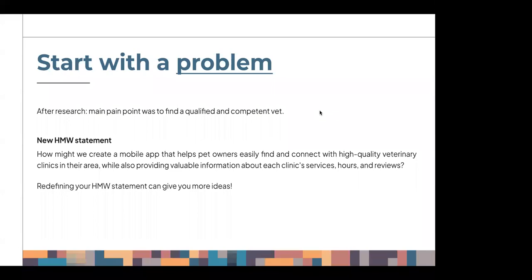So we will change the statement: how might we create a mobile app that helps pet owners easily find and connect with high quality veterinary clinics in the area. So when you change your statement, that will open your mind to create other kinds of features in your app. So maybe now instead of focusing on many things, you will focus only on the vet part, and because it's so important and people have problems browsing the different vets, maybe you will come up with an idea of, okay, maybe we can give a 10 minute online chat with the vet, so then people feel more comfortable and then they actually go in person.